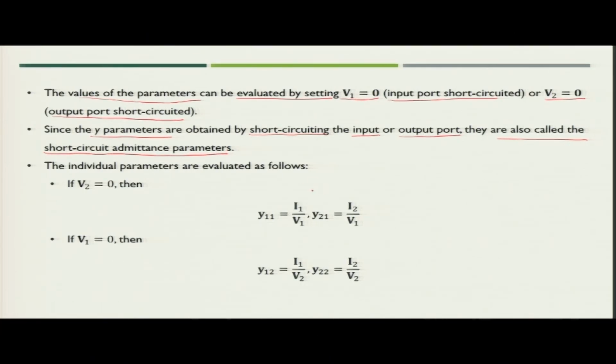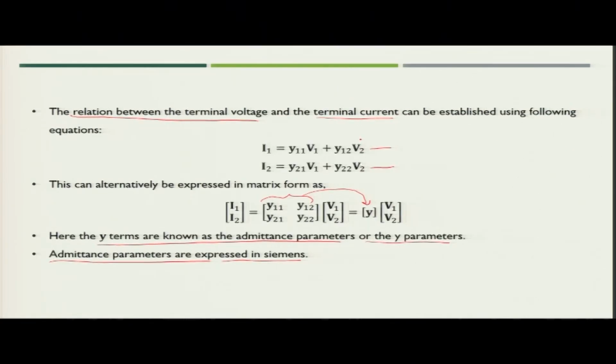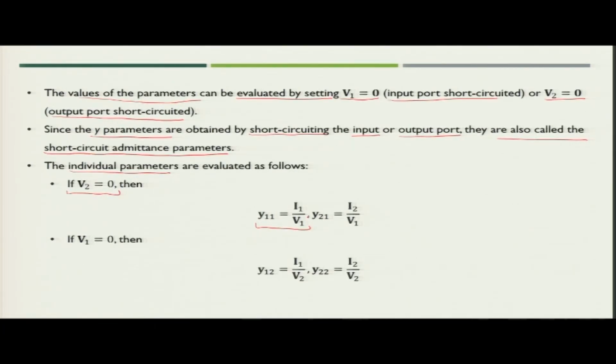Now, let us find the values of these admittance parameters individually. First, set V2 equal to 0, meaning the output port is short circuited. Putting V2 equal to 0 in the two equations, from the first equation you get Y11 equal to I1 upon V1, and from the second equation you get Y21 equal to I2 upon V1.